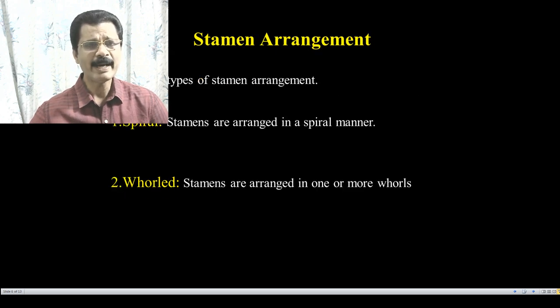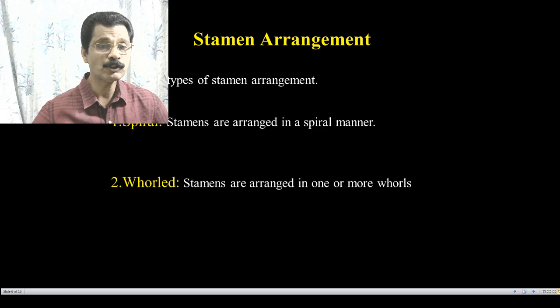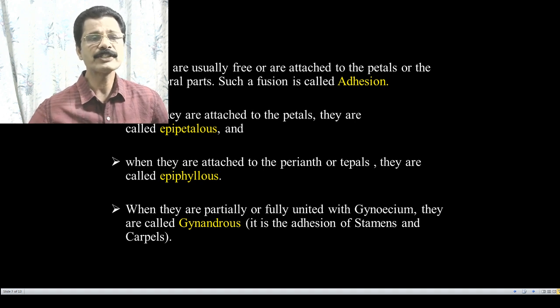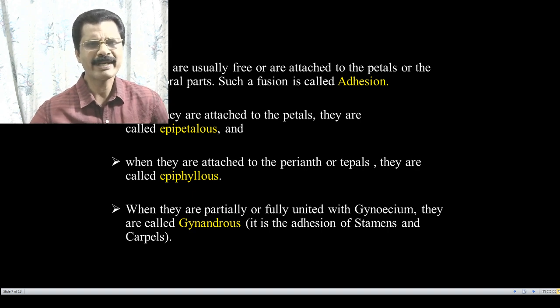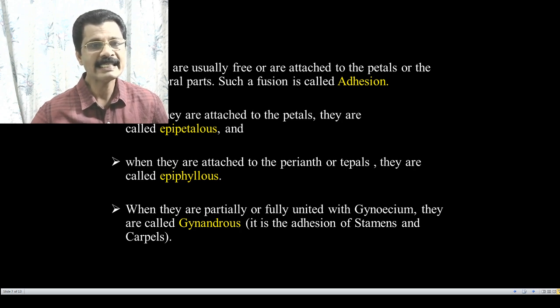Then stamen arrangement. There are two basic types of stamen arrangement. One is called spiral arrangement. Stamens are arranged in a spiral manner. And the second one is called whorled arrangement. Stamens are arranged in one or more whorls. This type of arrangement you can see in the case of angiosperm flowers. Stamens are usually free or attached to the petals or any other floral parts. Such fusion is called adhesion.